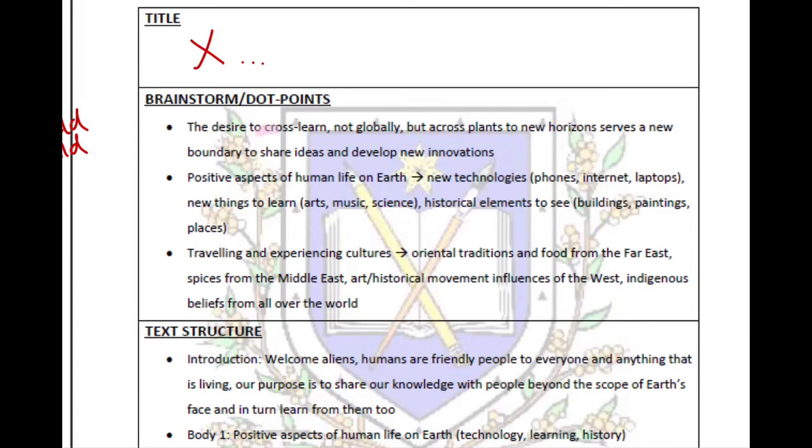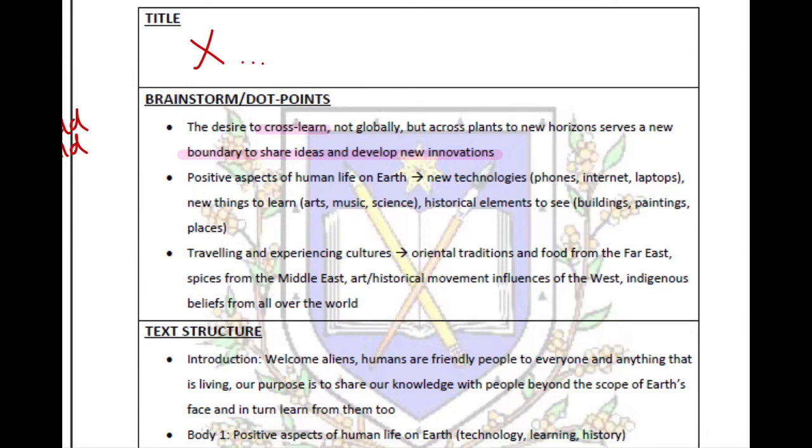We've got the desire to cross-learn. So you want to cross-learn, which means humans want to learn from aliens, and aliens could also learn from humans, not globally, but across planets to new horizons, to serve new boundaries, to share ideas and develop new innovations.